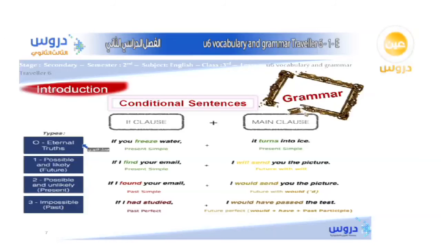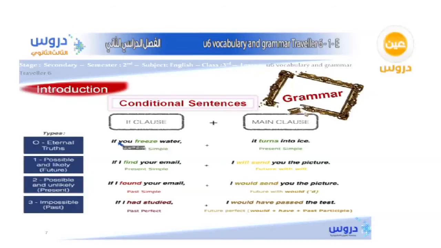When we are talking about truths or something that always happens, we use this structure. If you freeze water, it will be usually in the present simple, and the answer of that condition as well in the present tense: it turns into ice. So this is absolutely true, like the sunrise, the sunset. If you freeze water, it turns into ice. This is the form of the truth, the zero conditional sentence.